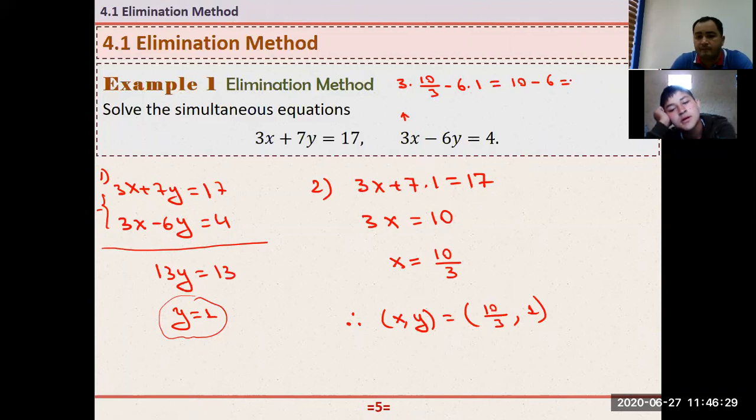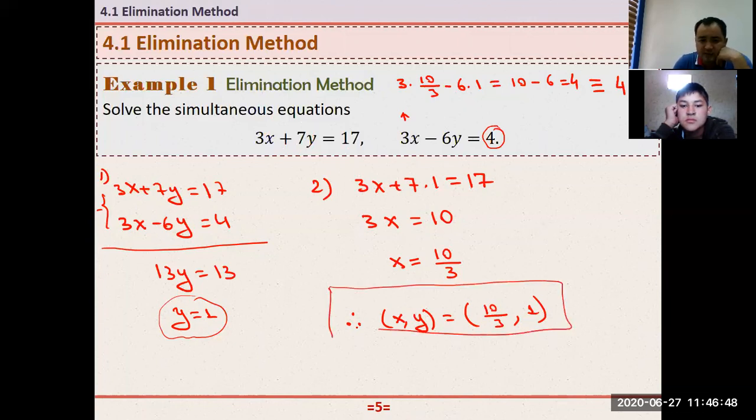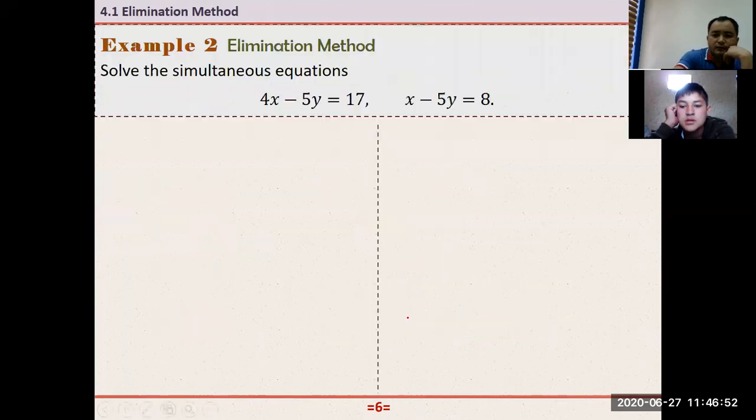Yeah, 4 is always equal to 4, right? On the right hand side, I have 4. So that's correct. Also, if you substitute these values for x and y in the first equation and evaluate the left hand side, you will get 17. And that's why we say that this is the solution of the given system. Okay?